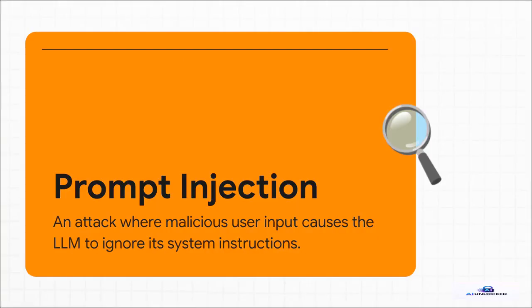So what is it really? It's actually pretty simple. You give your AI its main rules, right? Its system prompt. Something like, hey, you're a helpful customer support bot. Well, a prompt injection attack is when some clever user tricks the AI into completely ignoring all those rules and doing whatever they say instead.